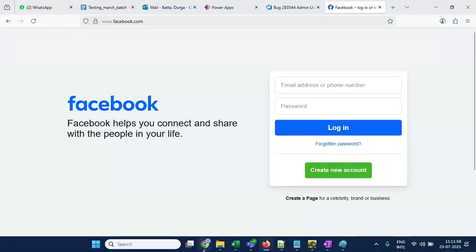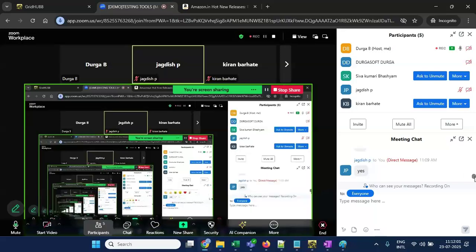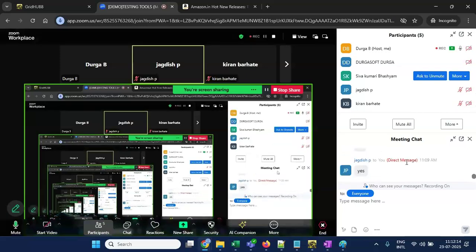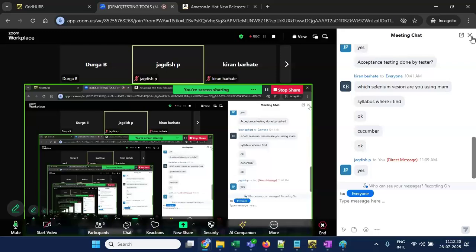I hope it's clear. If something is there, let me know. Any more doubts? I have explained the syllabus. Cucumber, I said, is optional; at the last I will cover it once mine is done. If anyone has any doubt, let me know. Otherwise, we'll stop here and continue tomorrow, same time, 10 o'clock. Okay?